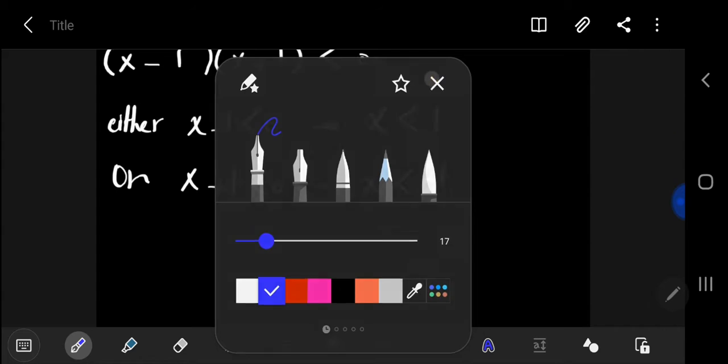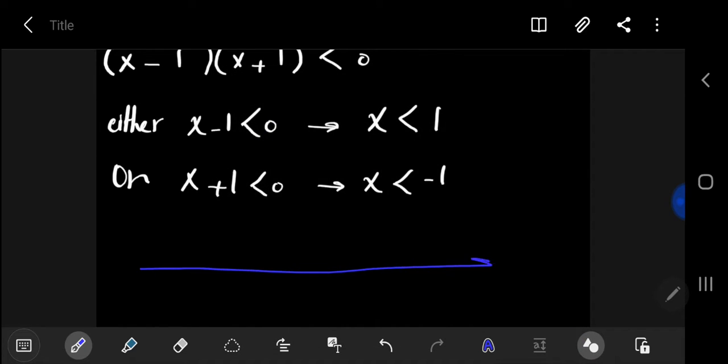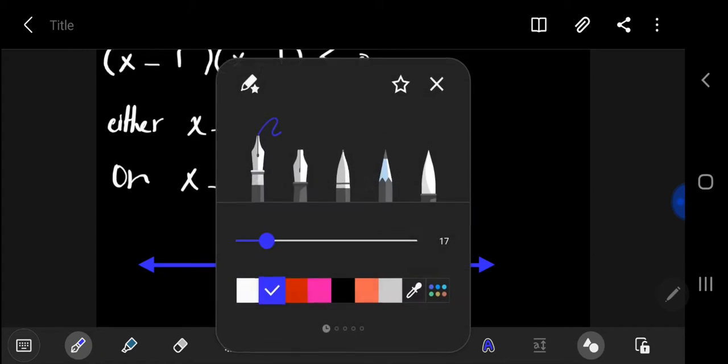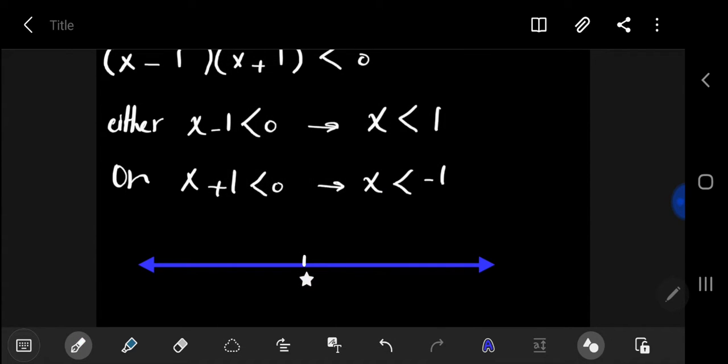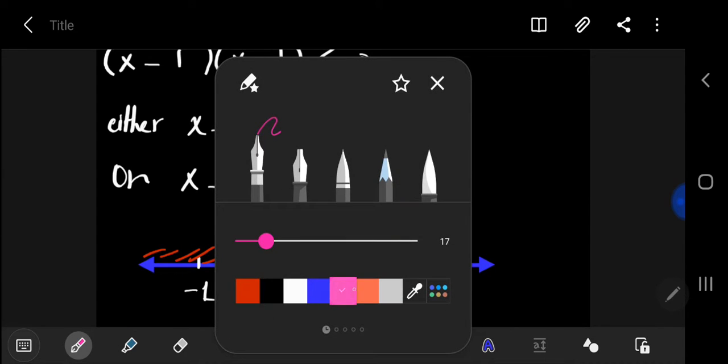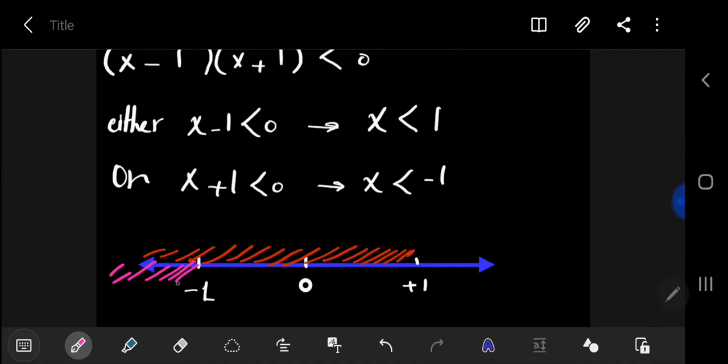So we will take a number line and mark 0, minus 1, and plus 1. x smaller than 1 goes from this side to negative x, and x smaller than minus 1 also goes from this side to negative x. From here negative x, from here positive x. So this is the first example.